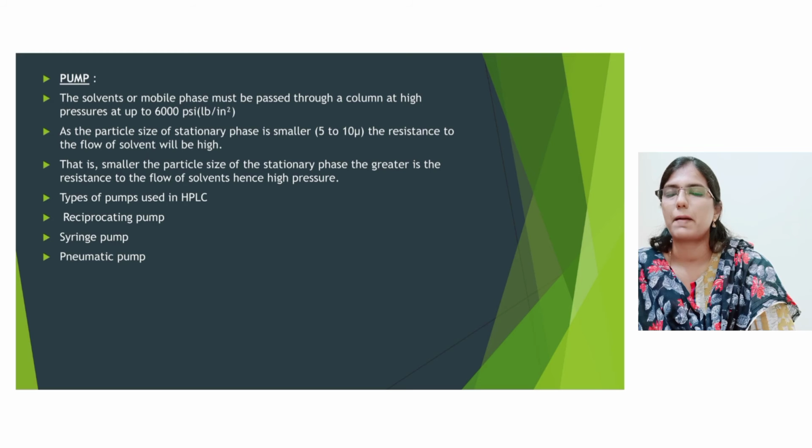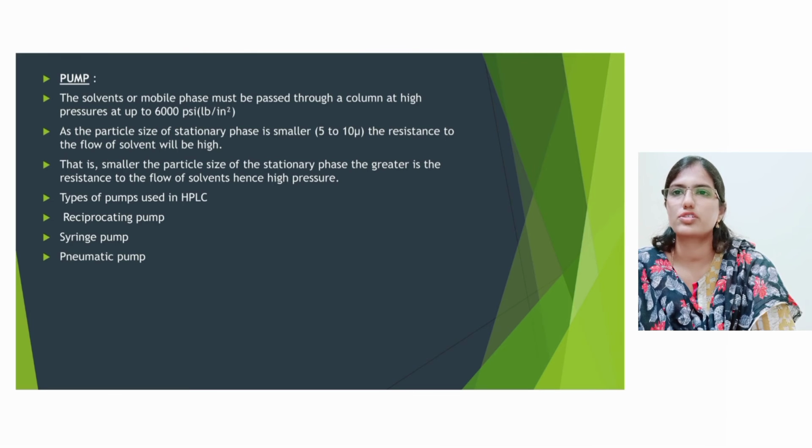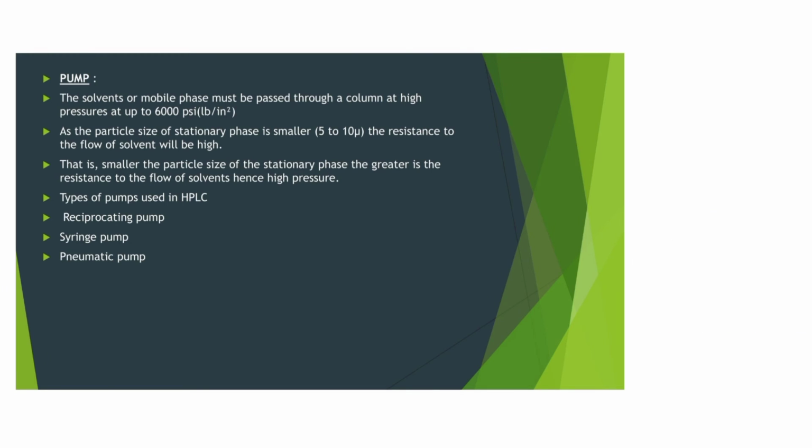And the next one is pump. The solvents or mobile phase must be passed through a column at high pressures up to 6000 psi. As the particle size of the stationary phase is smaller, the resistance to the flow of solvent will be high. That is, the smaller the particle size of the stationary phase, the greater is the resistance to the flow of solvents, hence high pressure. There are different types of pumps used in HPLC. They are reciprocating pump, syringe pump and pneumatic pumps.